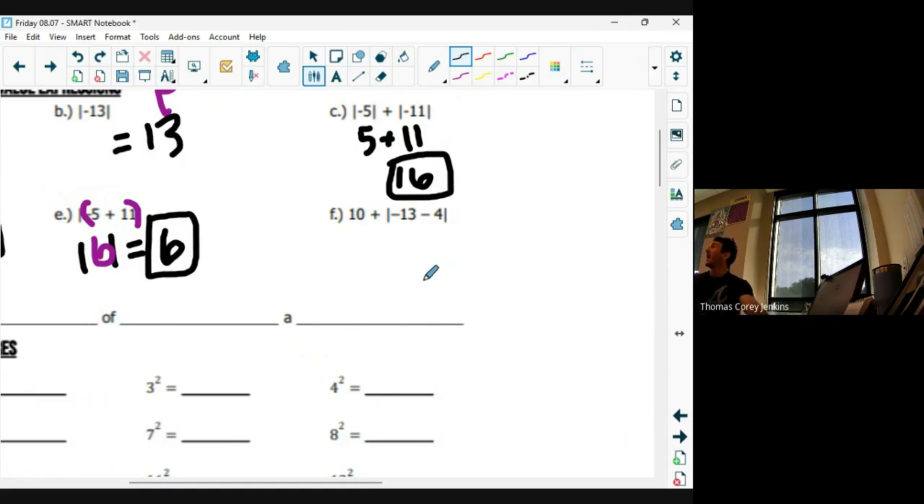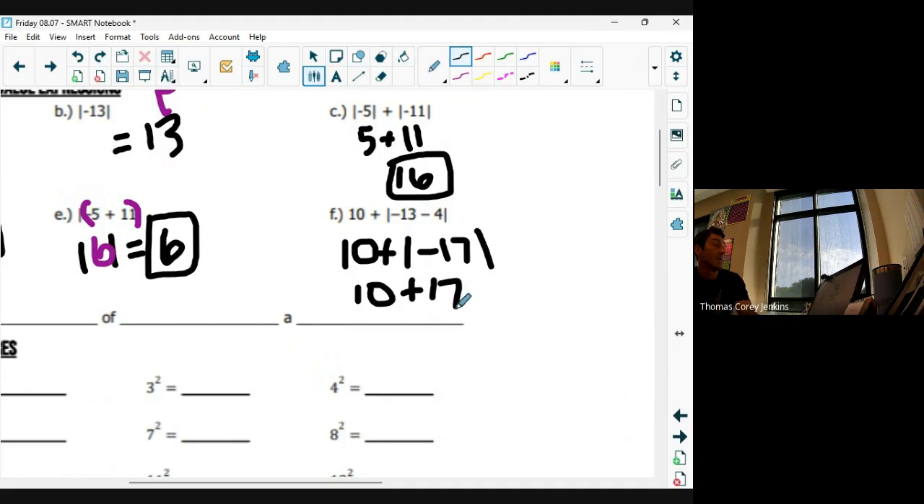All right. Hey, good job discussing it. Here is how it goes. Okay. So first thing we do is negative 13 minus 4. That'd be negative 17. Next up is go ahead and evaluate the absolute value. That's positive 17. Then we go ahead and do addition at the end. So if you got 27, you got you a win. And it's only second period.